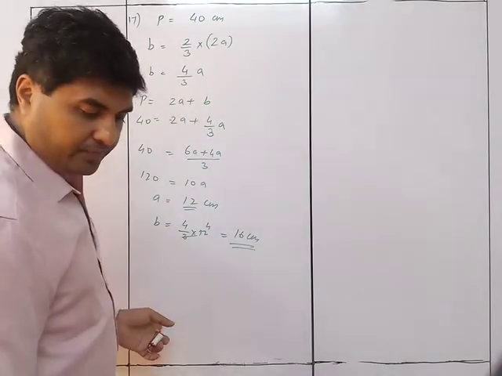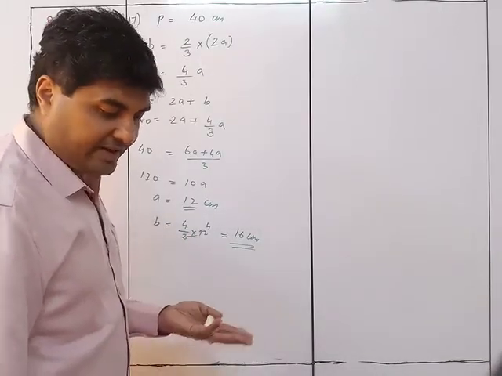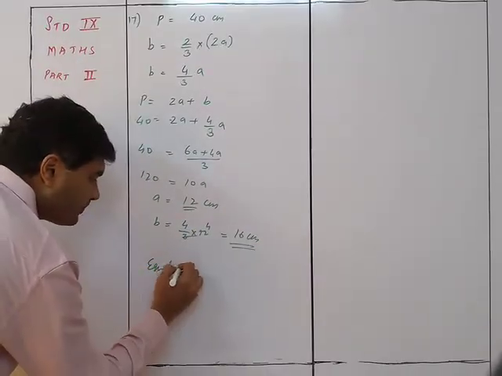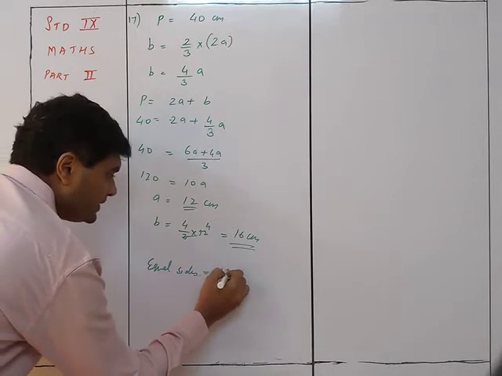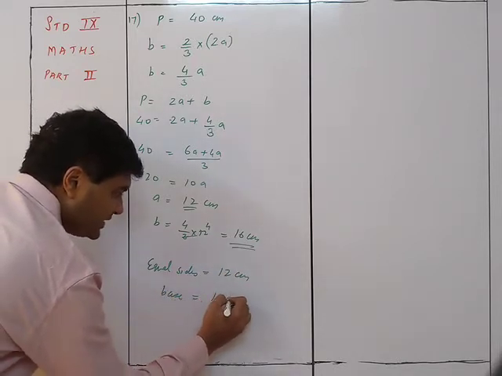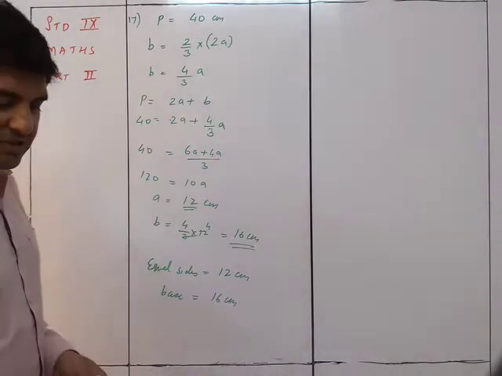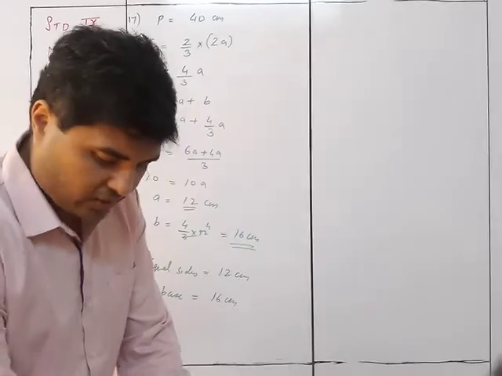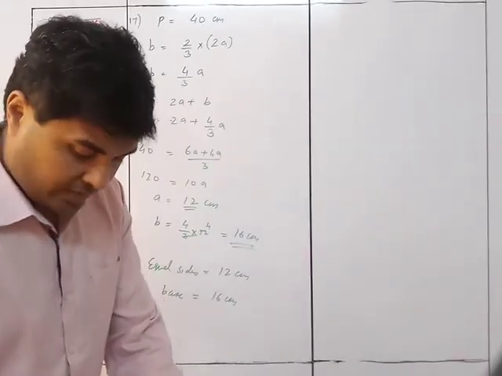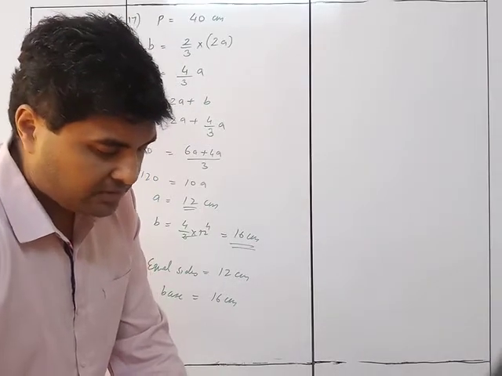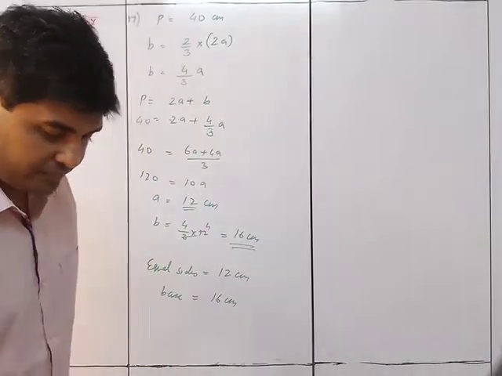We need to find out the length of each side, that's it. So equal sides are equal to 12 centimeters and base is equal to 16 centimeters. That's the answer for sum number 17. They didn't ask us the area, so we don't need to find that. So we got this as the answer for sum number 17: 16 and 12.